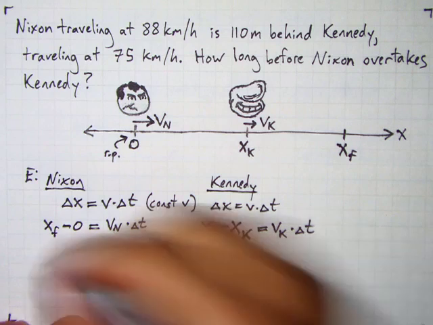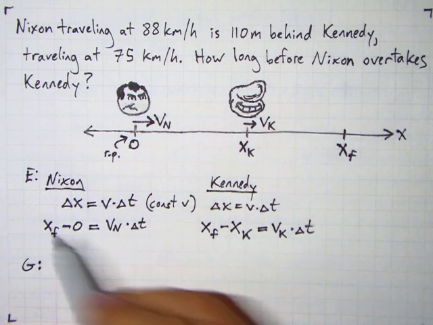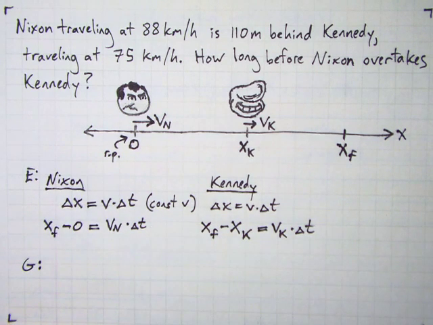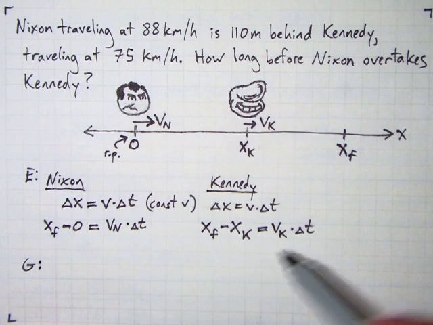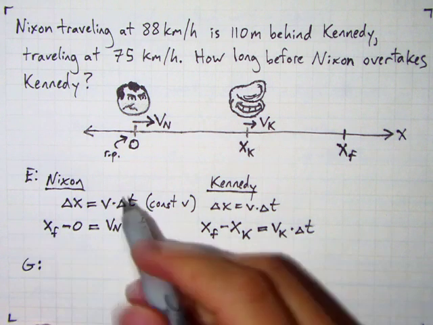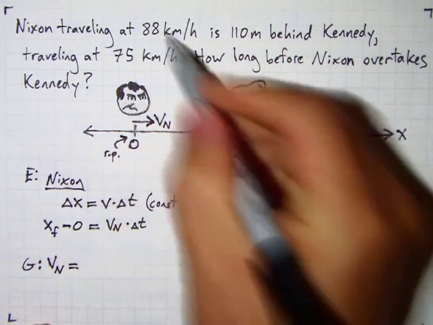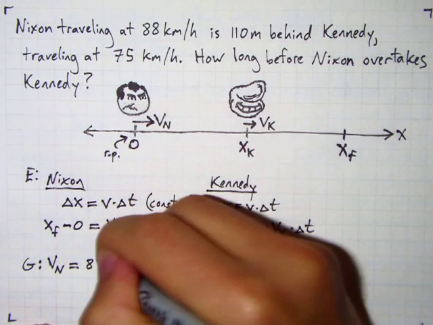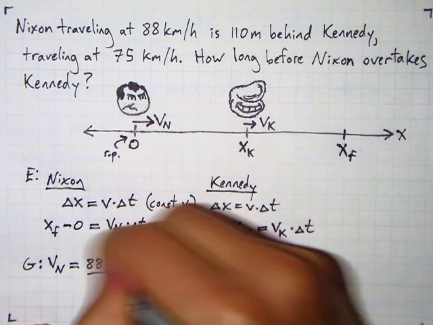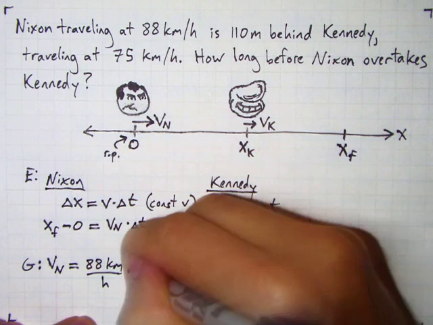All right, actually, let's just do those numbers right now. We'll go with our givens. Now that we've named each of our variables, let's write down which of these variables we know right now and which ones we still have to figure out. So going through here, I know v_n, Nixon's initial velocity, it's given to us in the problem, 88 kilometers per hour. All right, that's not in SI units. We're going to have to convert it.